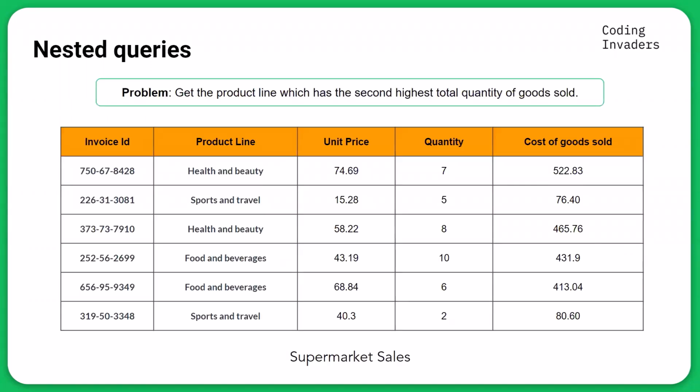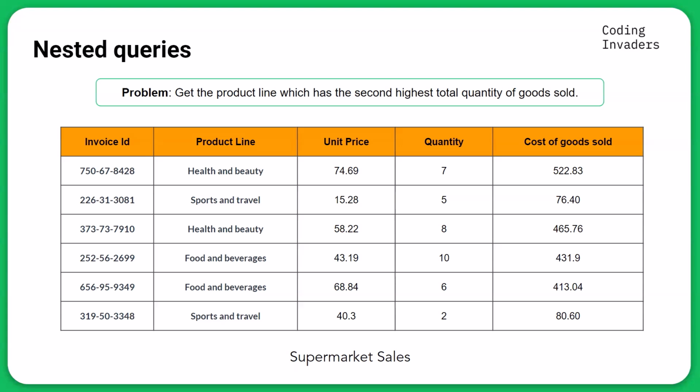Consider the table supermarket sales. For simplicity, I have taken it as having 5 columns. The first column is the invoice ID, which is a unique ID. You can say that is the order ID, where each product has been purchased. The next column is the product line, where we have the product name details like health and beauty, sports and travel. Then we have the unit price, that is the unit price of that particular product. Then we have the quantity, that is the number of units sold for that product. And then we have the cost of the goods sold.